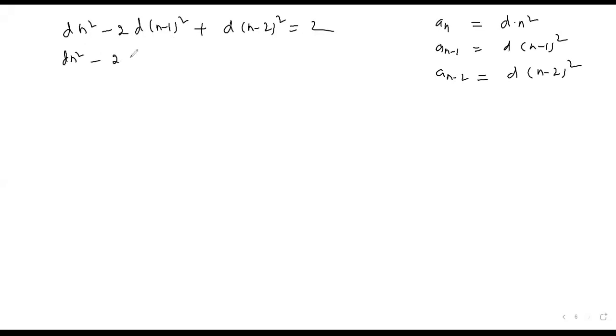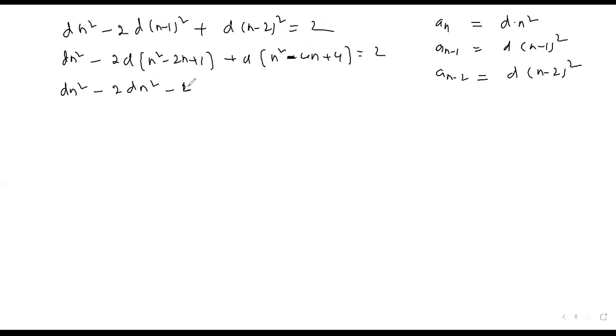Are you listening? a minus b whole square formula, how can we write? n square minus 2n plus 1, plus d into here, how can we write? n square plus 4 minus 4n plus 4. Am I right? Are you okay? Yes or no? Is it right or wrong?